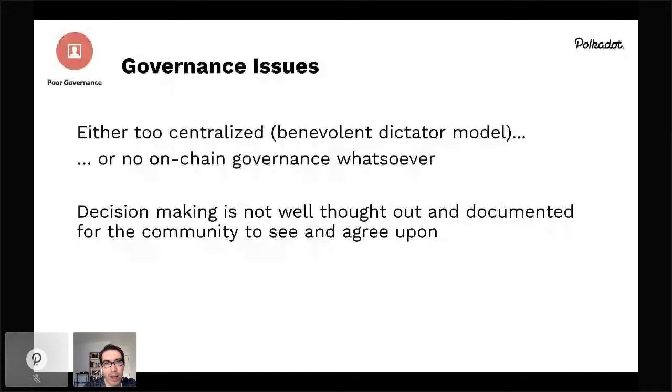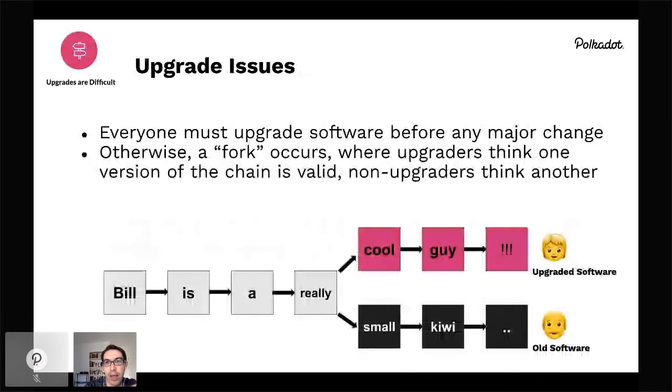So most of these blockchains, the governance was not really thought out ahead of time. And finally, we have upgrade issues. If you do want to upgrade the software, for technical reasons, really everyone has to upgrade the software ahead of time. So all of these computers, and remember there may be thousands of these, need to make sure they upgrade the software before this major change occurs.